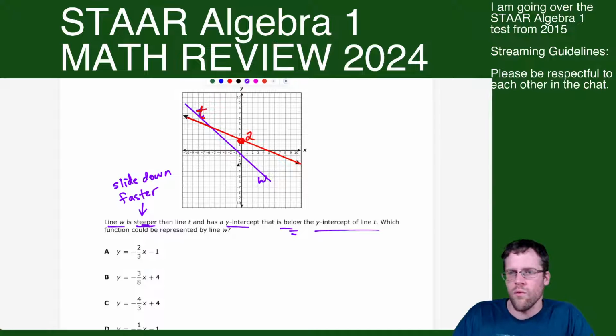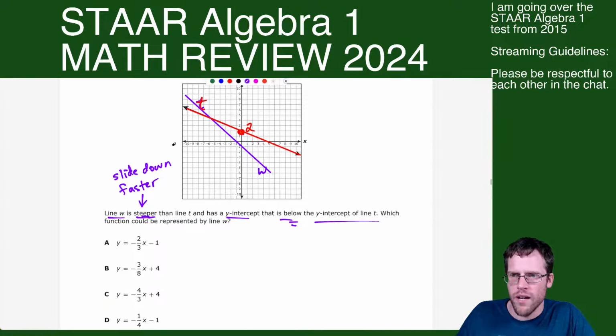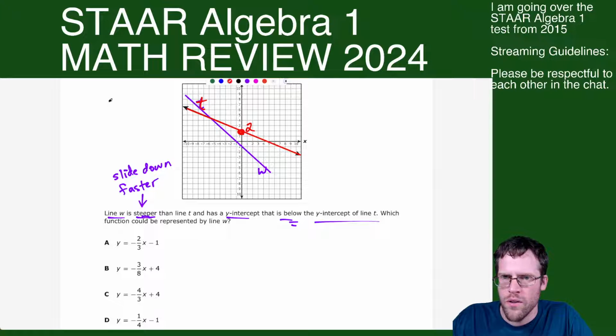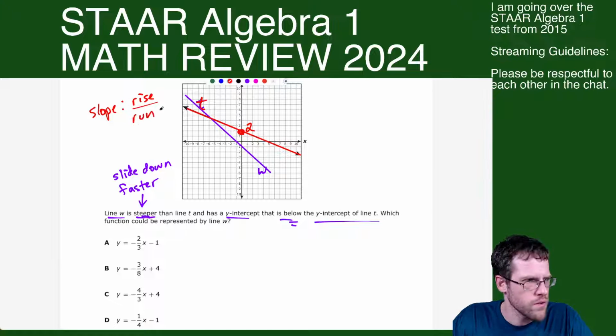Well, one thing to pay attention to is the slope of the red line. So slope, you could just look for the rise over the run. And if I look here, see my rise over run, the line is dropping down. So I'm going down 1, so I'm going to write negative 1. And then I run to the right 2. So my slope is negative half.